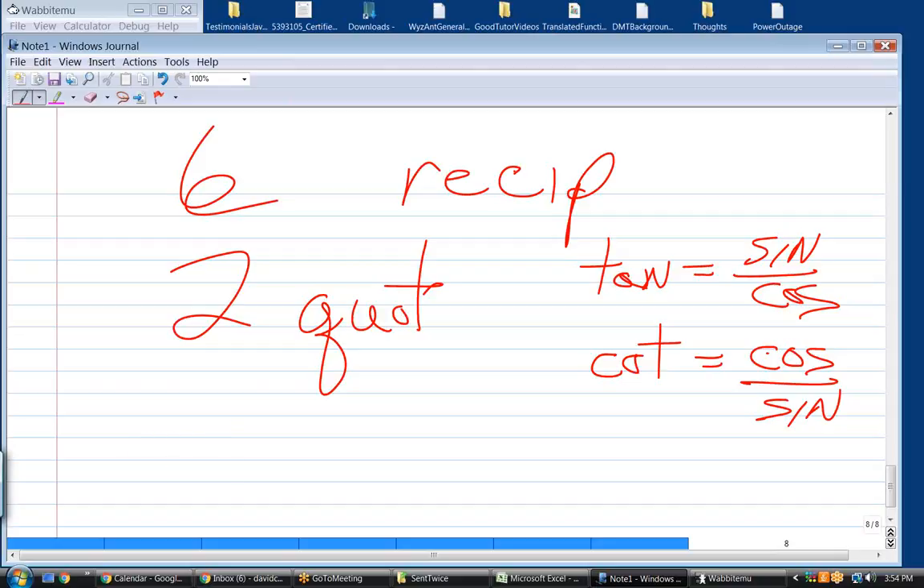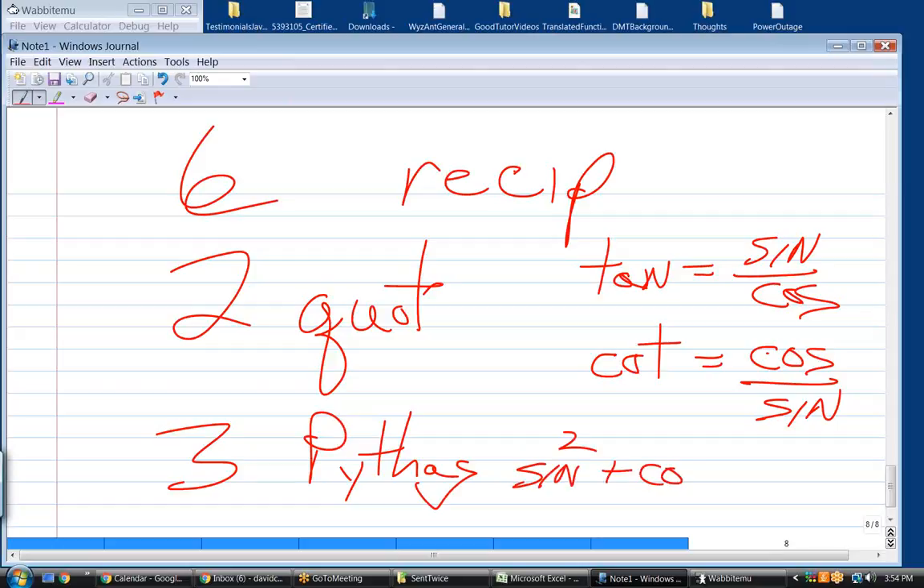And then finally you have your 3 Pythagorean identities. And as I said, the only 2 that you have to memorize are this one and this one. Because the other one you can figure out, it is the co-function.